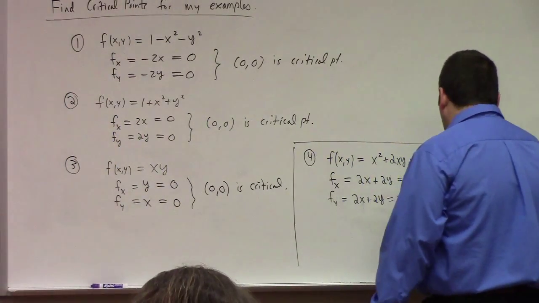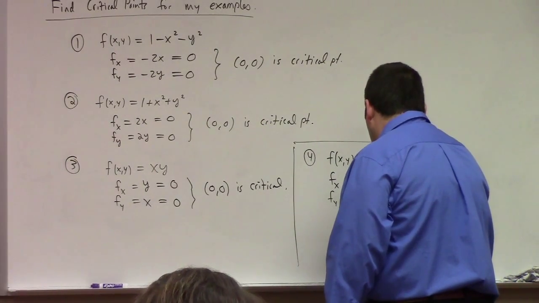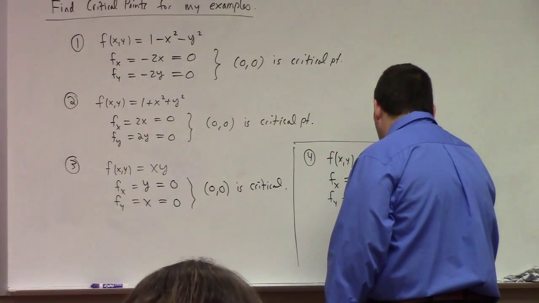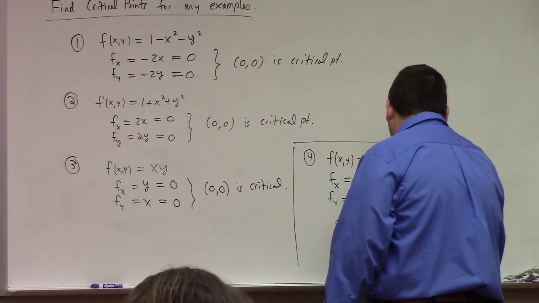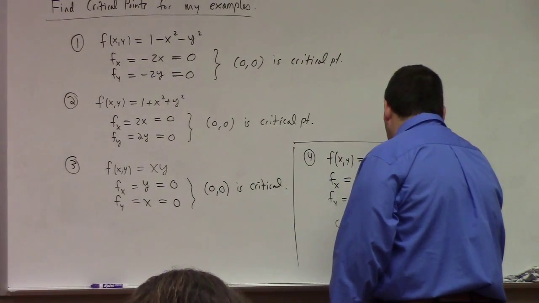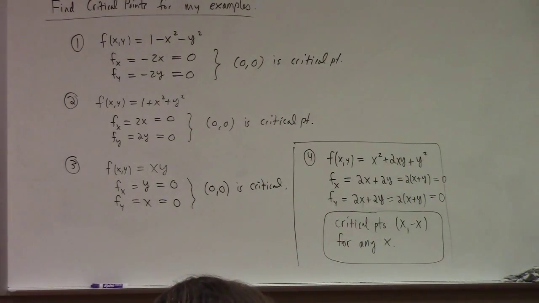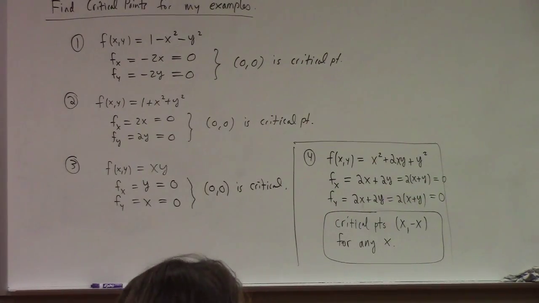Now, if these are equal to 0, what do we get? We have the solution, critical points, x comma minus x for any x. So my fourth example has infinitely many critical points, which is totally unsurprising from the graph, right? The whole trough, each point at the bottom of the trough is the same. So if one's a critical point, they've all got to be critical points, right?